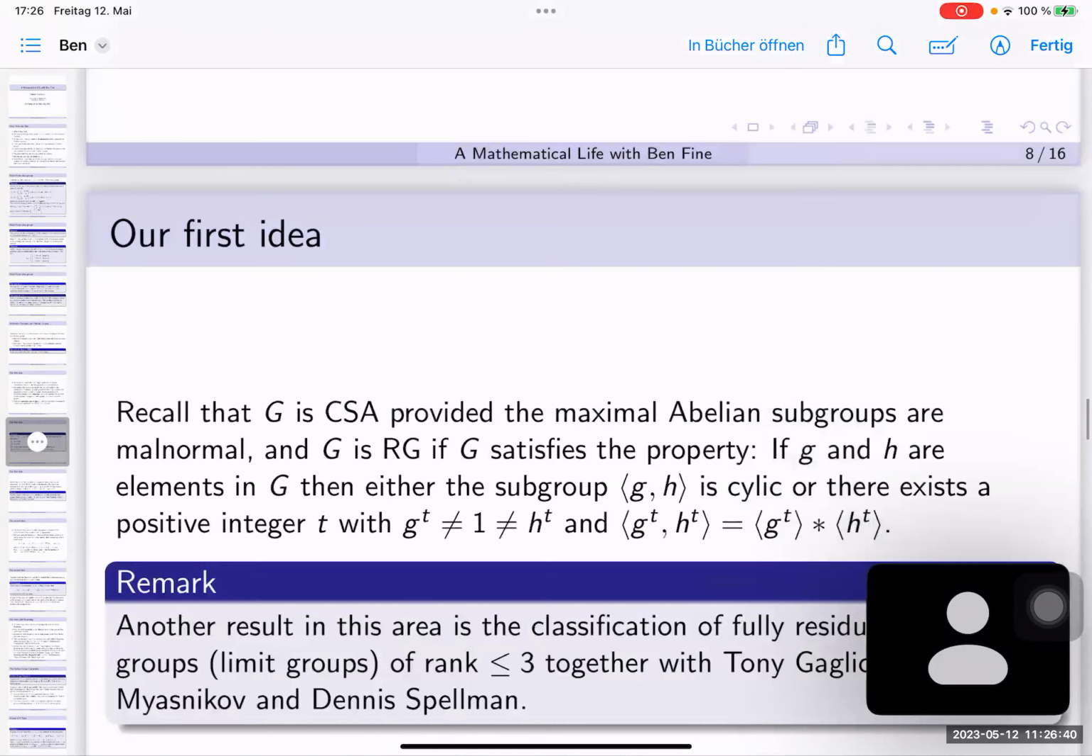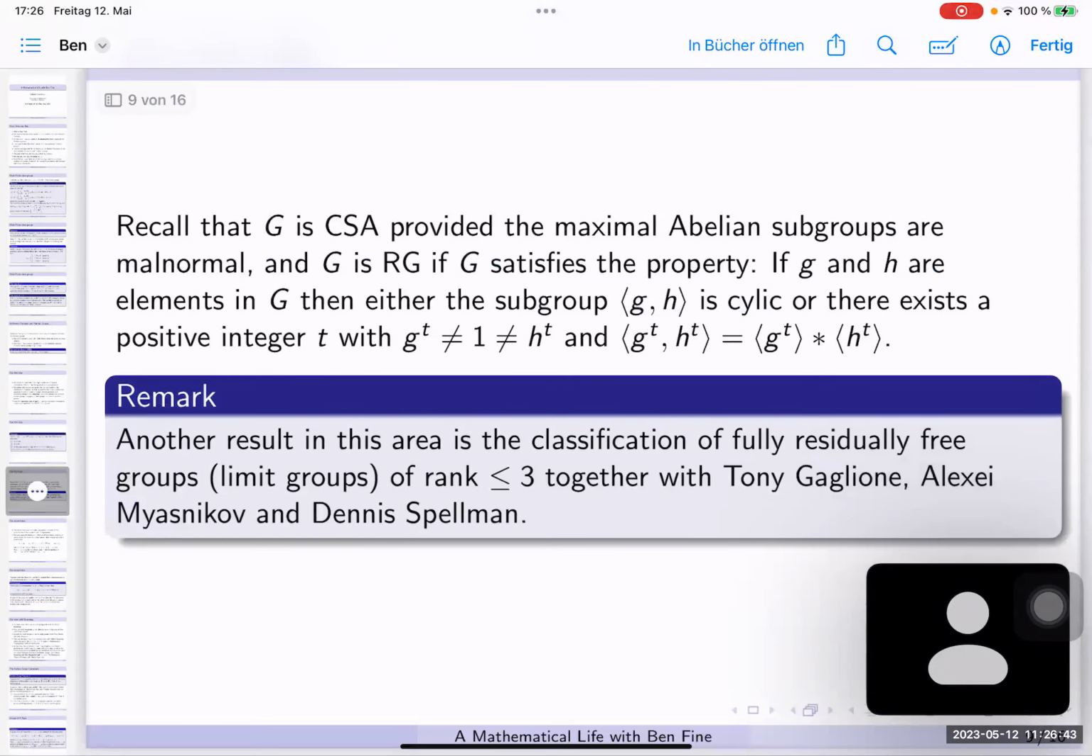Just to remind you of the definitions, CSA means maximal abelian subgroups are malnormal, and RG means if g and h are elements, then either the subgroup generated by them is cyclic, or there is a big power, and we have a free product of two cyclic groups. Another result, by the way, using Nielsen transformations, is the classification of fully residually free groups, limit groups of rank less than or equal to 3, together with Tony Gaglione, Alexei Myasnikov, and Dennis Spellman.